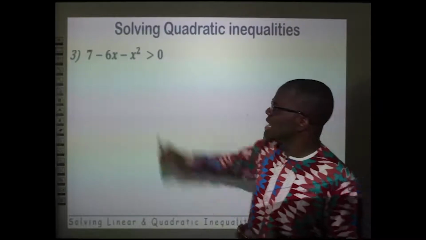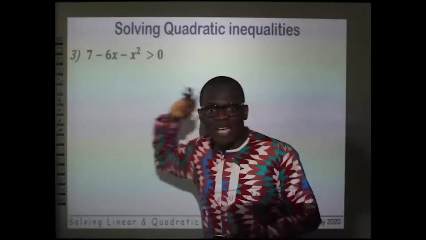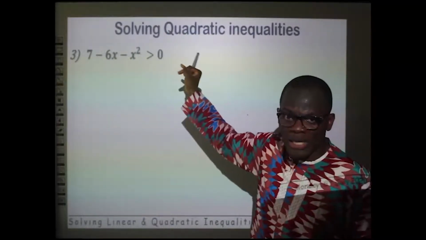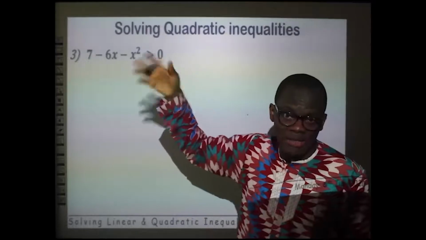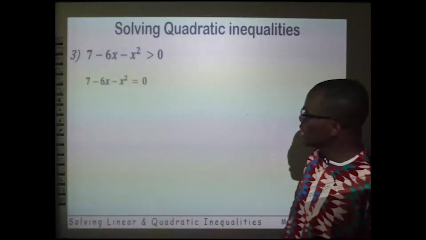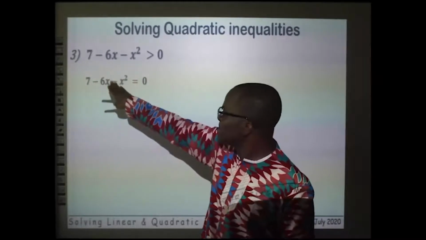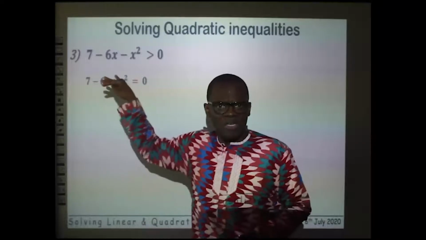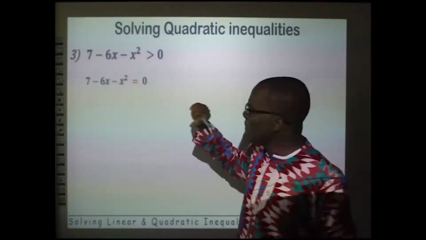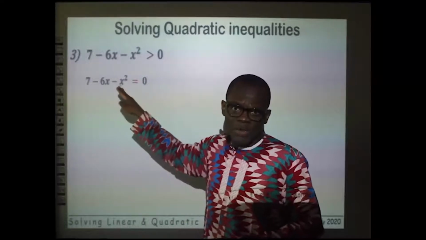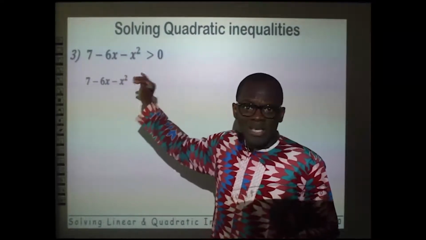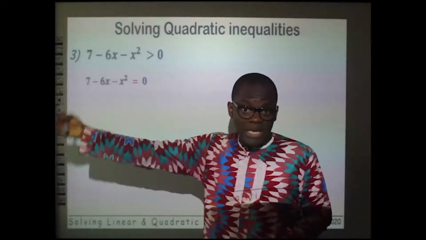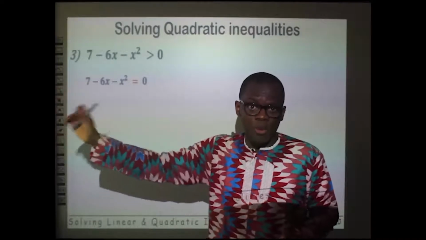So here's an example. Question number 3. It says 7 minus 6x minus x squared is greater than 0. Again, I want you to come up with the quadratic equation and solve that to get the values of x first. So you have 7 minus 6x minus x squared is equal to 0. Let's solve that quadratic equation. And remember, when you're solving a quadratic equation, you put the quadratic part first, then the second term is the linear part, and then the third term is the constant.